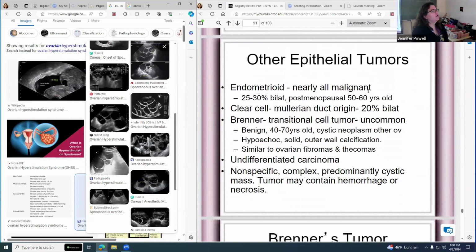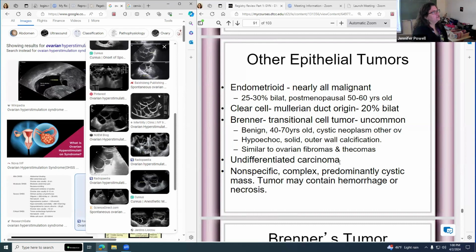All right, other epithelial tissues. Endometrioid: nearly all malignant, 25 to 30% bilateral, postmenopausal, 50 to 60-year-olds. I guess that's the most at-risk group. Clear cell: Mullerian duct origin, 20% of the time are bilateral. Brenner transitional cell tumor is uncommon, benign, more common in 40 to 70-year-olds, cystic neoplasm, hypoechoic, solid outer wall calcifications, similar to ovarian fibroma and thecomas.